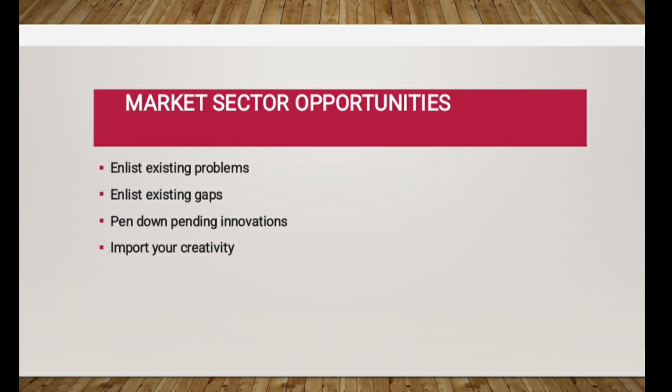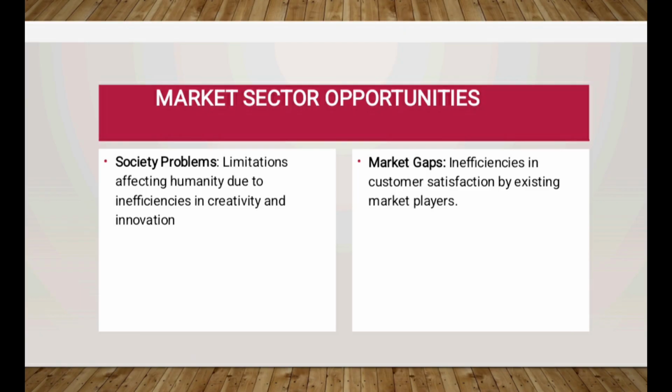So we go to the next slide, and this slide defines what society problems are and also what market gaps are. So what is a society problem, or what are society problems? Limitations affecting humanity due to inefficiencies in creativity and innovation. Never forget that definition. Society problems are limitations affecting humanity due to inefficiencies in creativity and innovation.